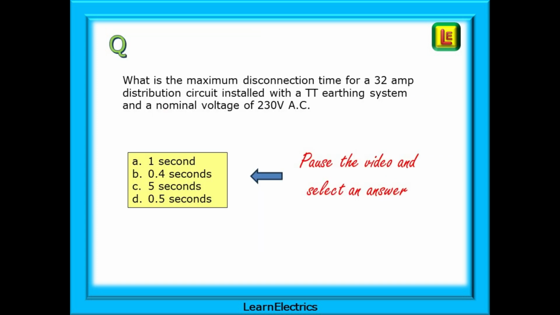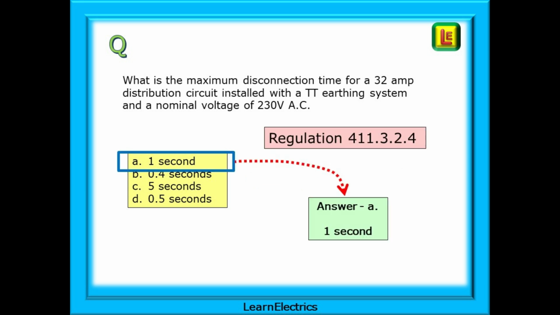Let's have a typical exam question on these regulations. What is the maximum disconnection time for a 32 amp distribution circuit installed with a TT earthing system and the nominal voltage of 230 volts AC? All the information that you need is in the question. Pause the video and have a go. Regulation 411.3.2.4 gives us the answer, because this is a TT distribution circuit. We should choose answer A, 1 second.